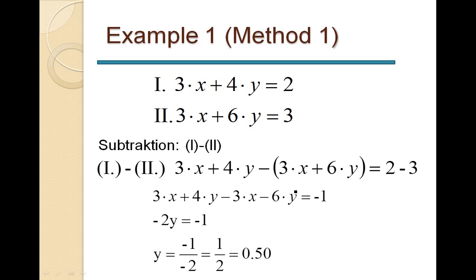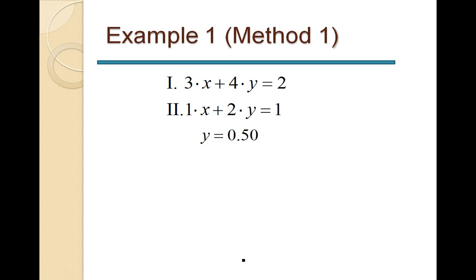And now let's look what happens here. We have 3x minus 3x, which will give you 0x. This was the reason why we did this. And 4y minus 6y will give you minus 2y. Now we have minus 2y equals minus 1. We just have to divide this by minus 2. We get minus 1 over minus 2. The minus sign just cancels. We get 1 over 2, which is 0.5.